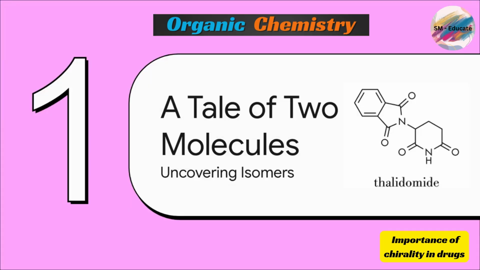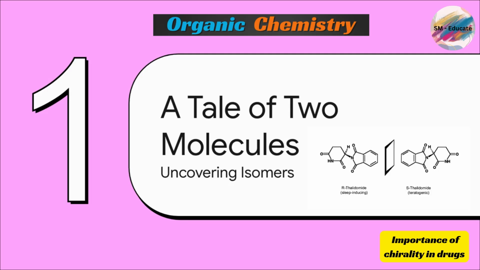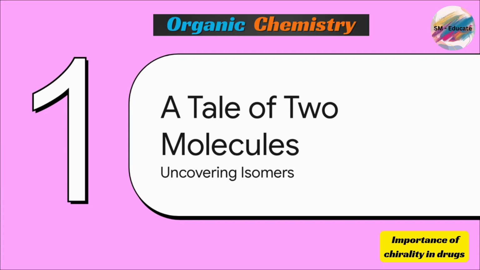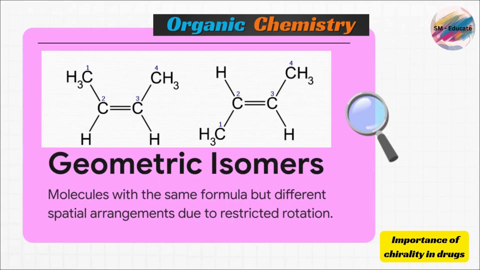Okay, so let's start digging into this tale of two molecules. We're gonna have to be like molecular detectives here, because the clue isn't in the chemical formula. Both molecules had the exact same atoms. Nope, the difference was all in their 3D shape. So, first things first, we need to get our heads around something called geometric isomers.